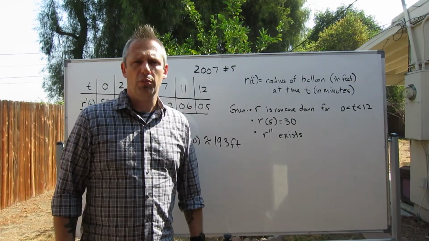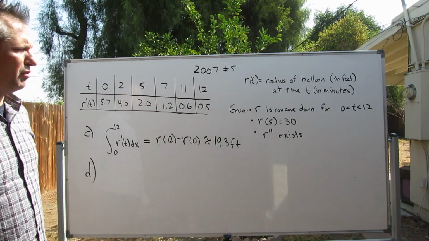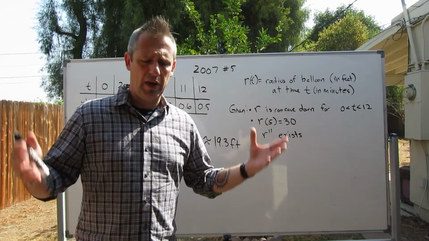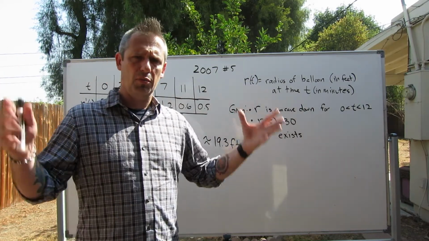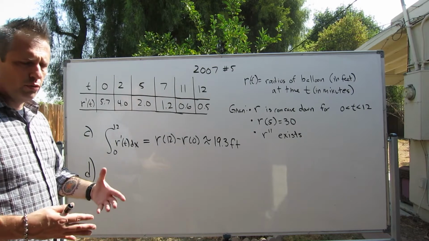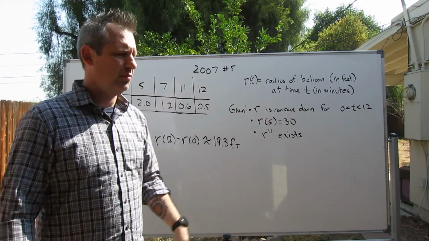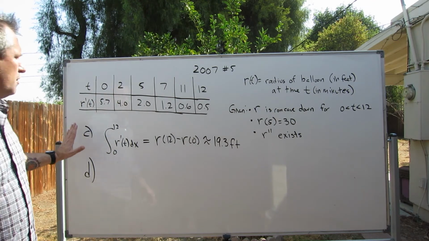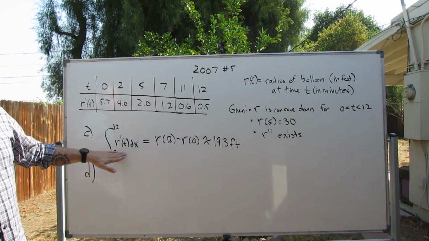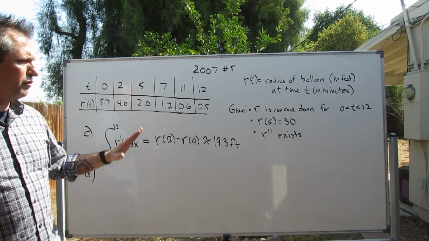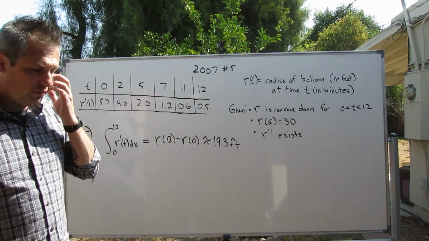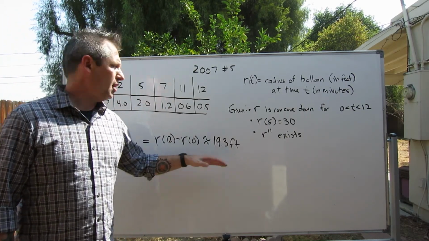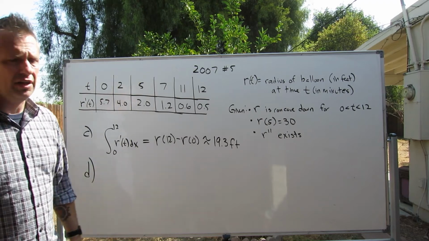Okay, here we are on the final part of this problem, 2007 number 5, where we're dealing with this hot air balloon that's being filled with air, or the air is heating up, which is causing the balloon to increase its volume and its radius. We have this function r that's keeping track of the radius. In part C, we had estimated this definite integral, the area under r prime from 0 to 12, using right Riemann sums. And in part D, they're asking us, is this an over or underestimate of the true value of this definite integral?